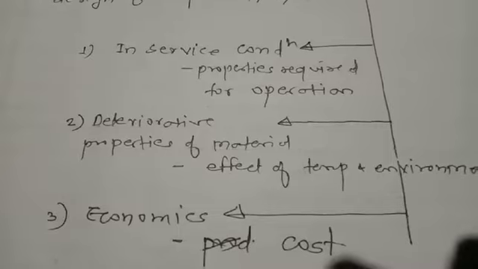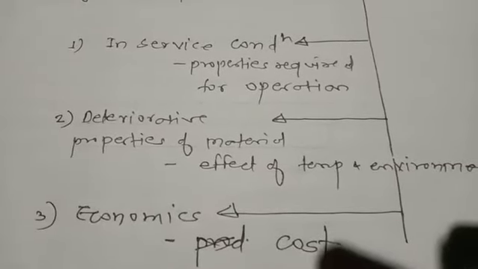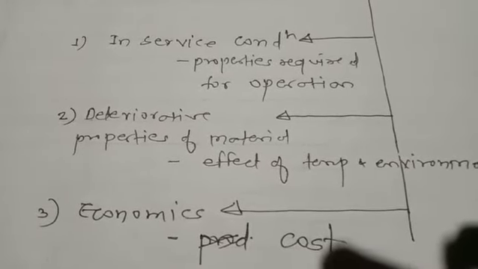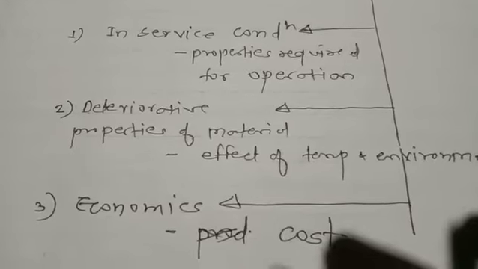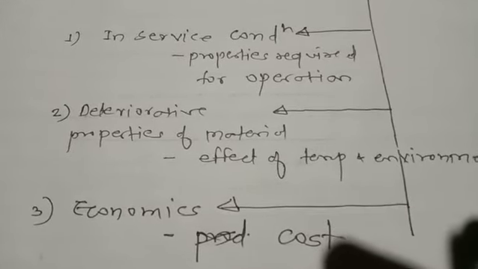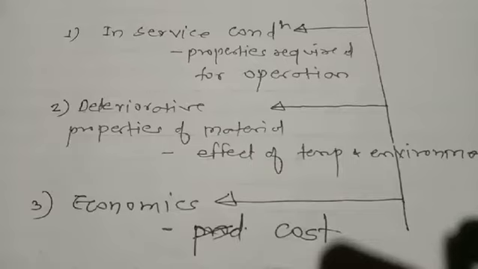Then the second one is deteriorative properties of the materials. Already we have known that properties are classified into different types. One of them is deteriorative properties.